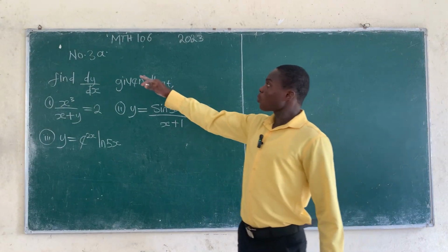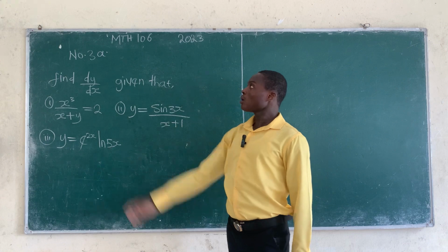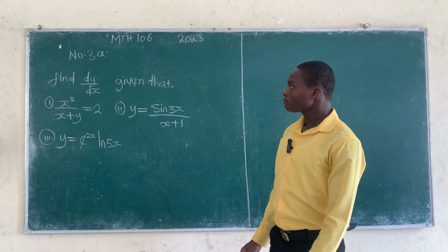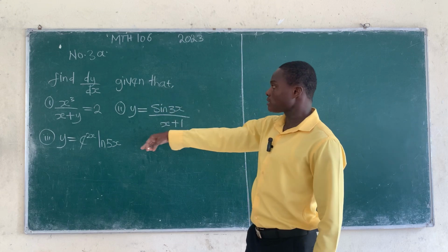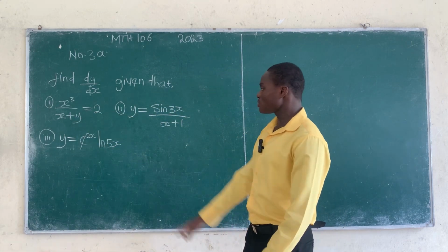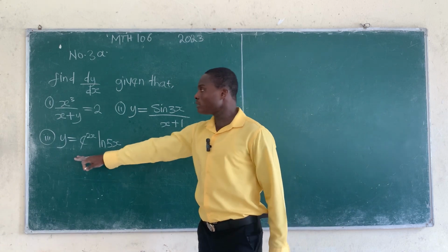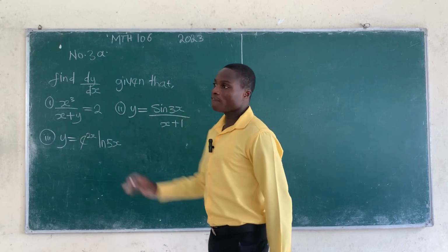So still under the 2023 examination question. This is question number 3A. We are asked to find the derivative dy/dx given that x cubed over x plus y is equal to 2 for the first question, and then this and this for the second and third question. So let's begin with the first one.